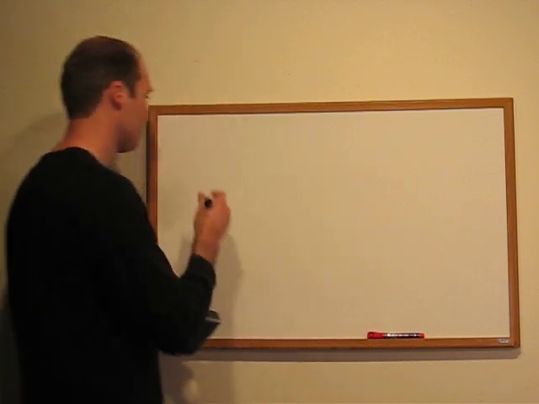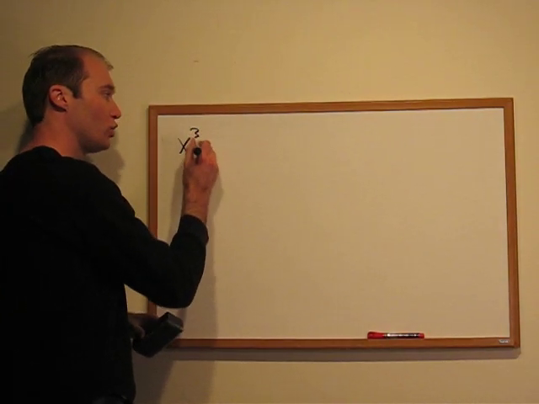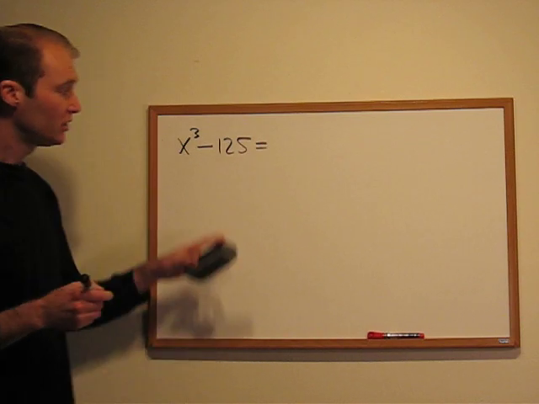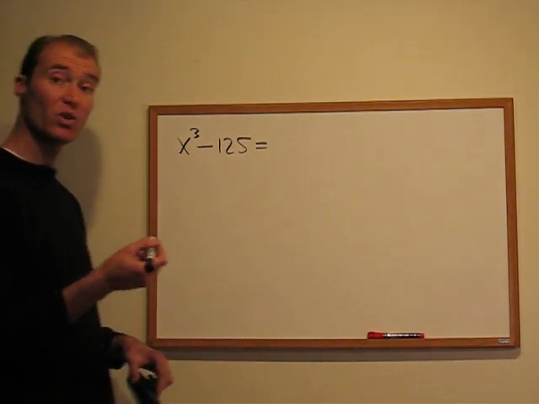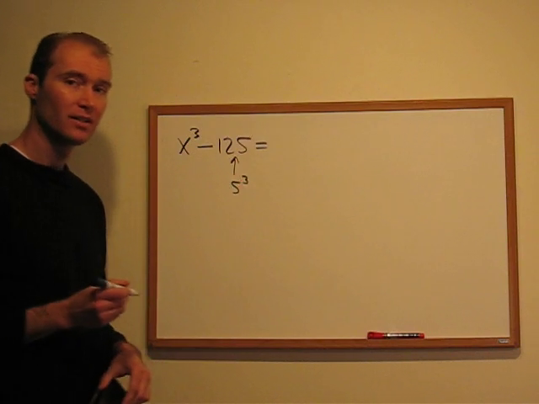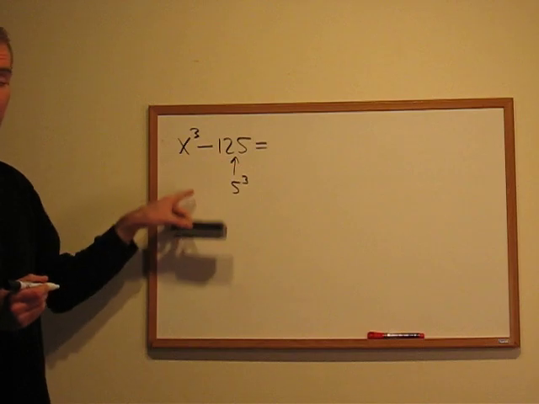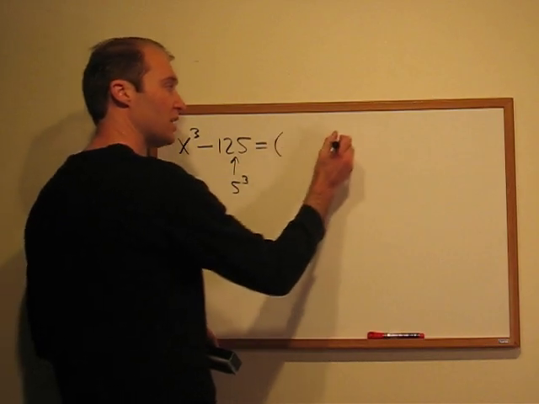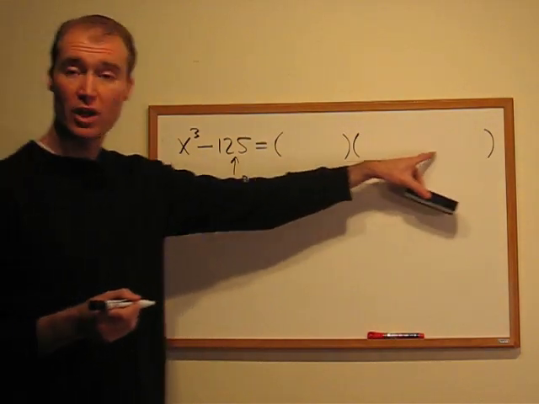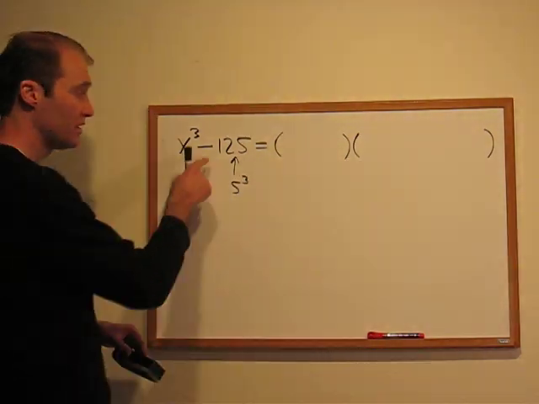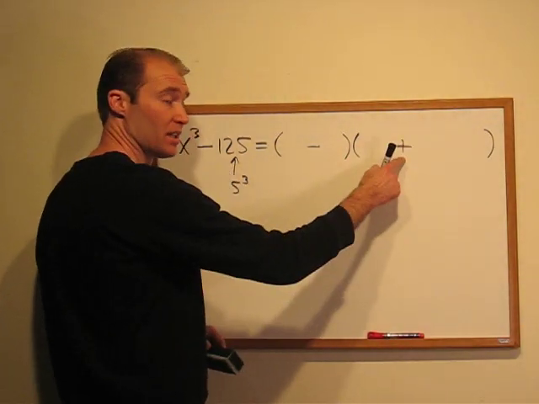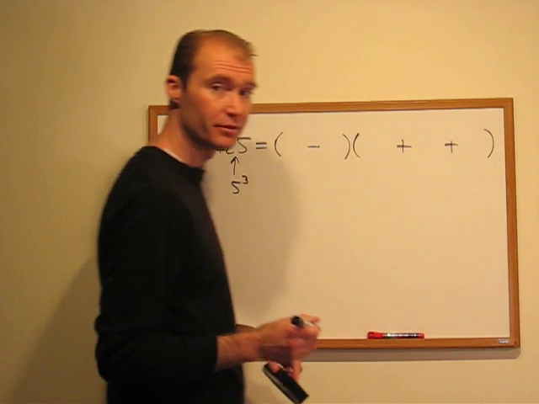Let's say that I have, for instance, x cubed minus 125. Well, first of all, I recognize 125 as one of my perfect cubes. I know that this is just 5 cubed. And since this is a difference of cubes, I know that it's going to be a binomial times a trinomial. Furthermore, I know the signs. These have to be the same. These are opposite. And this is always positive.